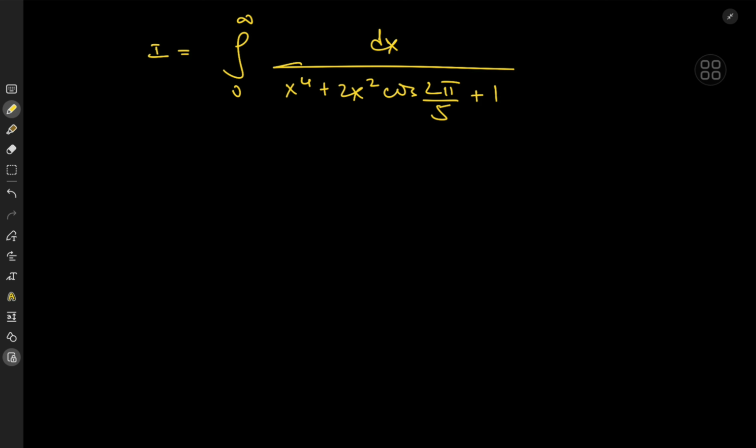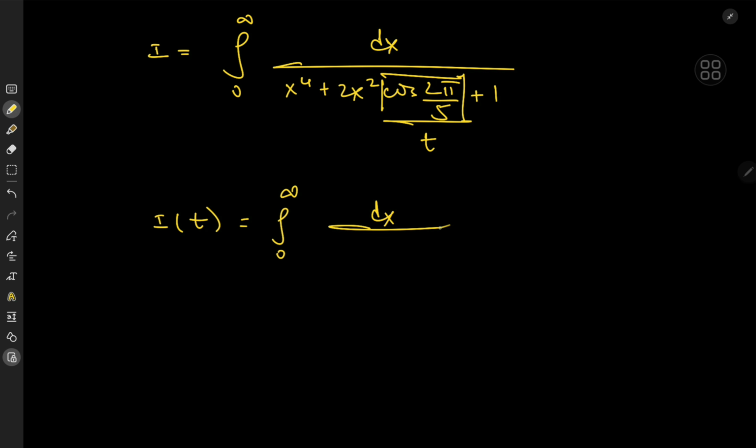So we have the integral from 0 to infinity of dx over x to the 4 plus 2x squared times cosine 2 pi over 5 plus 1. And I'm just going to replace this 2 pi over 5 with t. So we're trying to generalize this integral result as I of t equal to the integral from 0 to infinity of dx over x to the 4 plus 2x squared t plus 1.